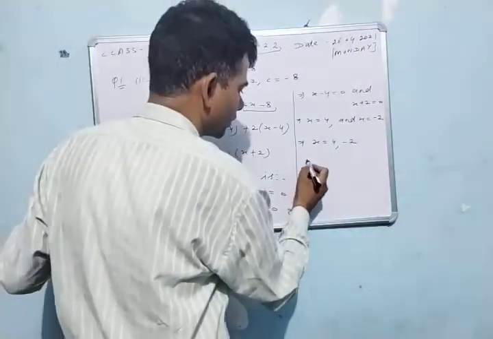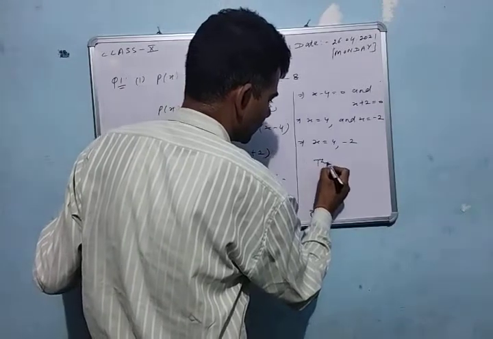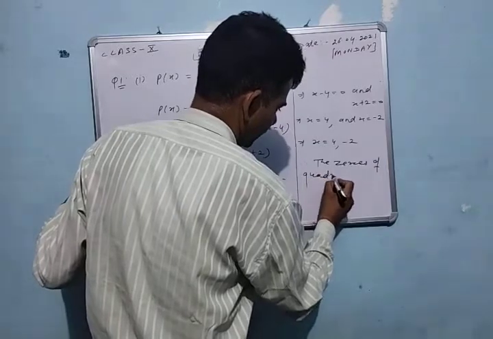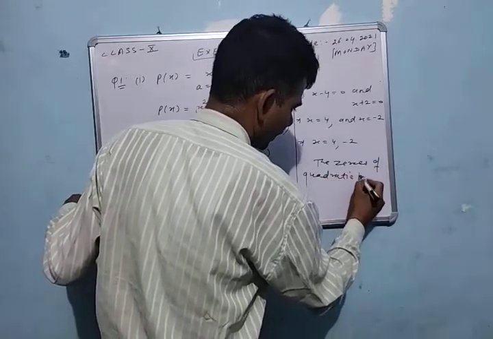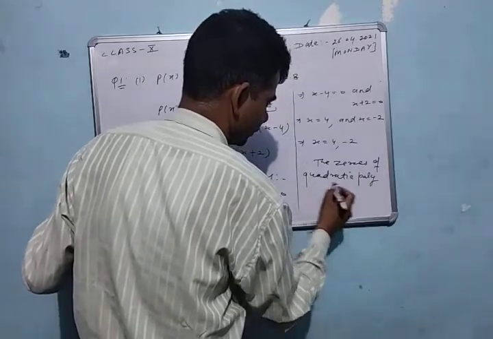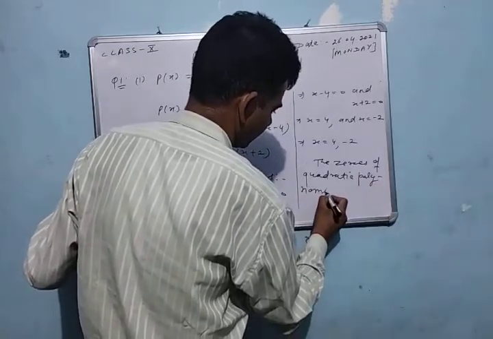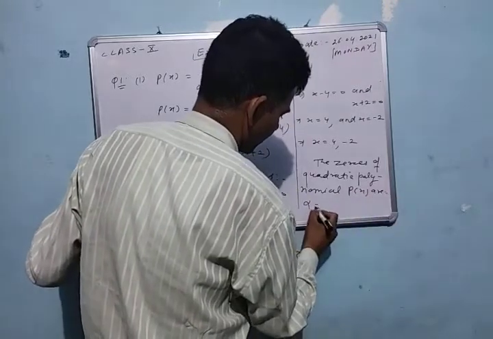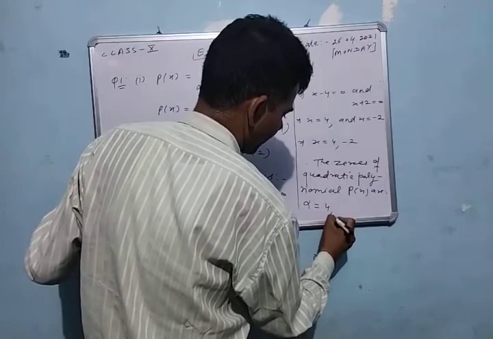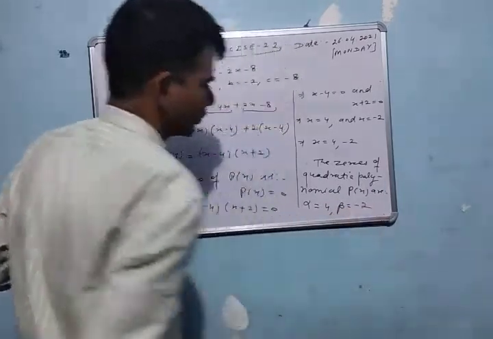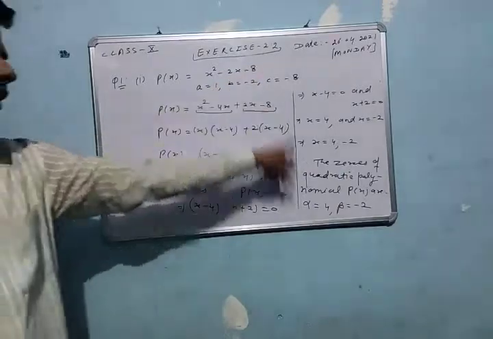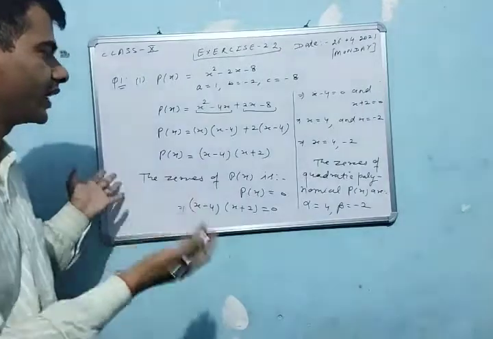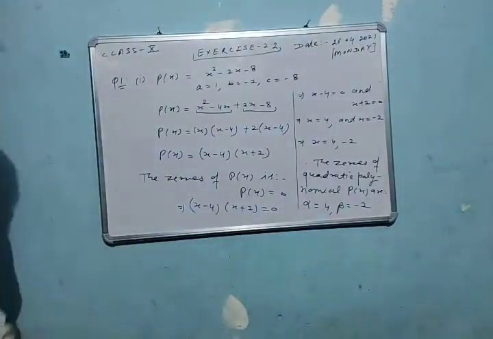Therefore, the zeros of the quadratic polynomial p of x are alpha is 4 and beta is equal to minus 2. Now student, alpha is equal to 4 and beta is equal to minus 2. Please note it down. After this we will verify it.